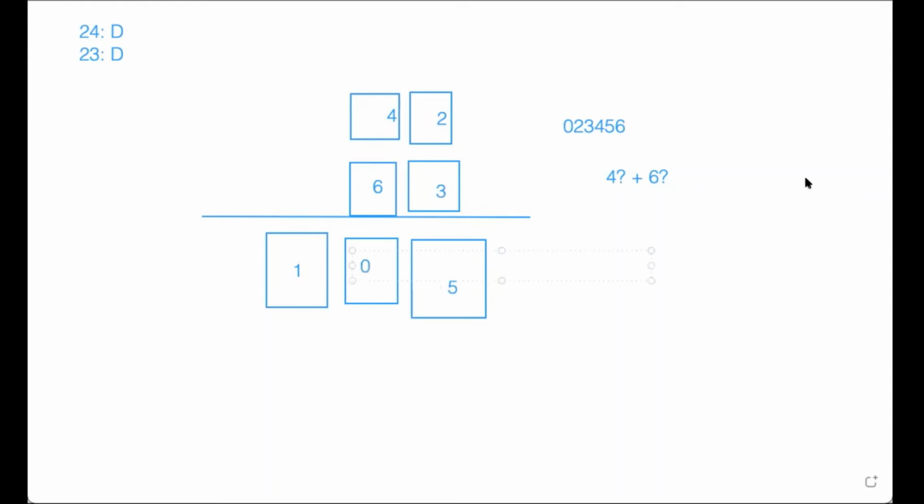So let's check that with the calculator. 63 plus 42, and we check that, we get 105. And that uses all the digits 1, 2, 3, 4, 5, 6, and 0. So now we can go back to the questions.